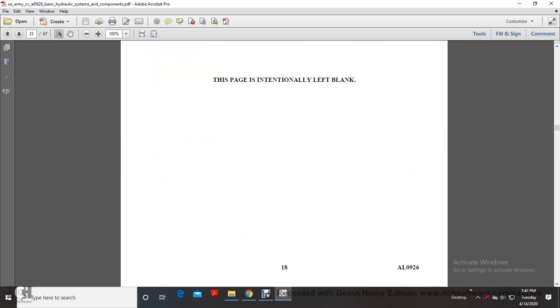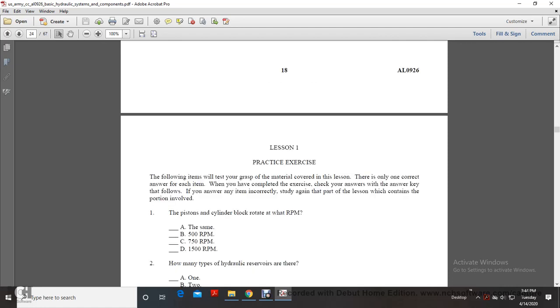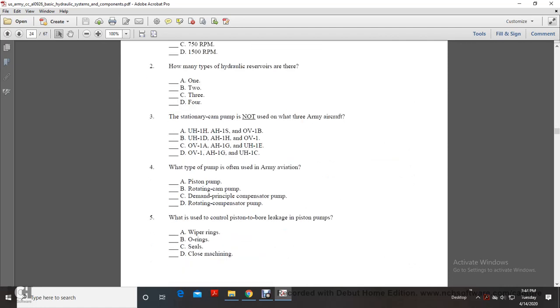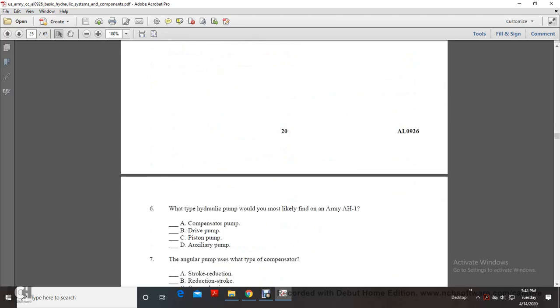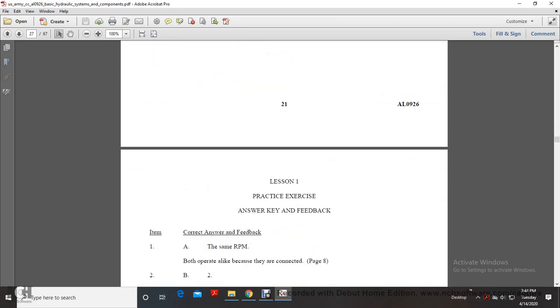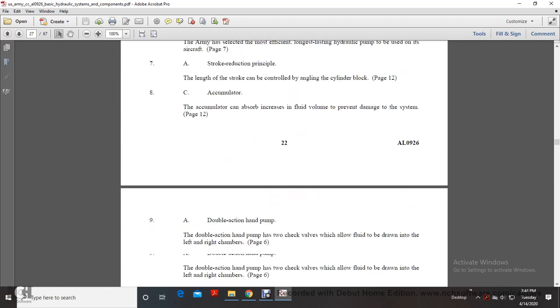This page is intentionally left blank. Lesson 1, practice question exercises. This page is intentionally left blank. It has more practice questions. Lesson 1, practice answer keys.